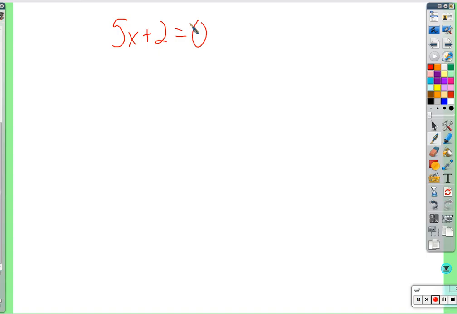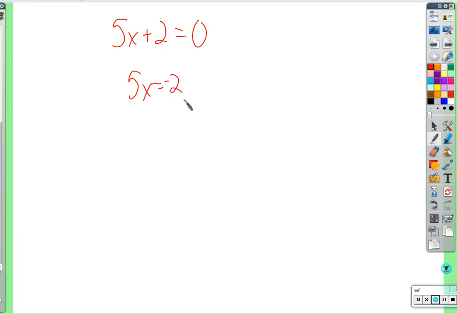So first, to solve quadratics is very different from solving a linear equation. Okay, so if I had a linear equation like 5x plus 2 equals 0, let's say. Okay, this is old school stuff. How would we solve this equation? Bryce. By factoring it? We will factor, but we're not going to factor this one.